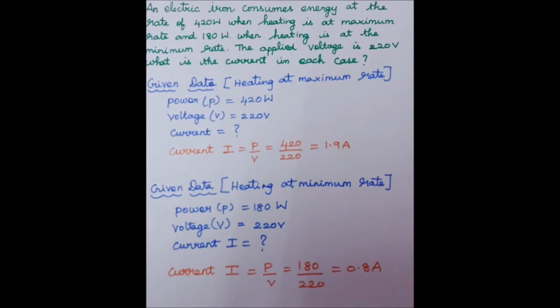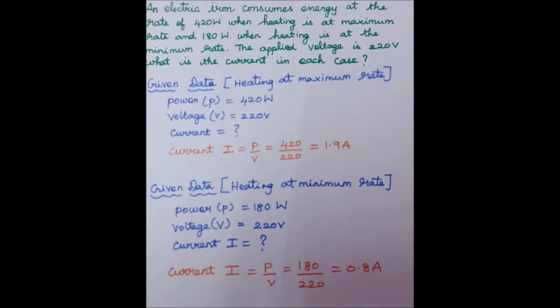An electric iron consumes energy at the rate of 420 watt when heating is at maximum rate and 180 watt when heating is at minimum rate. The applied voltage is 220 volt. What is the current in each case?